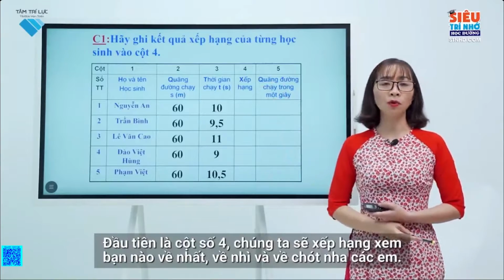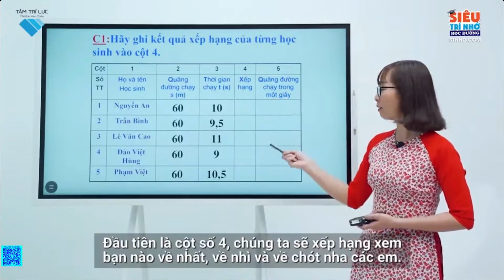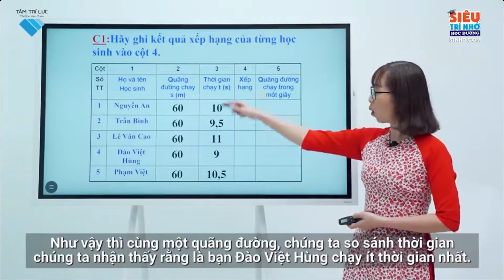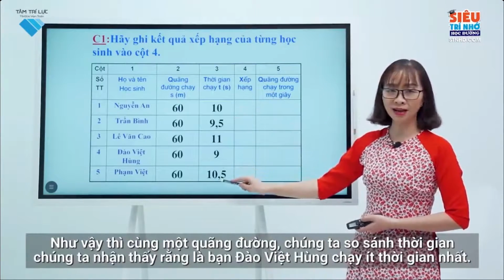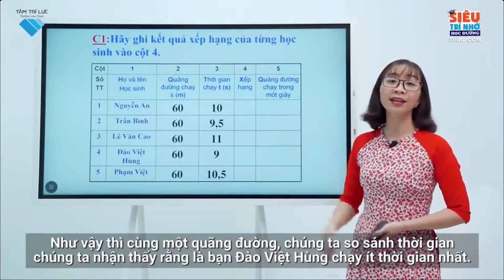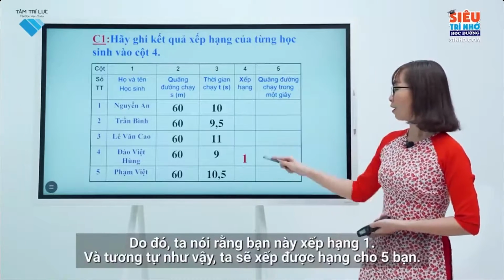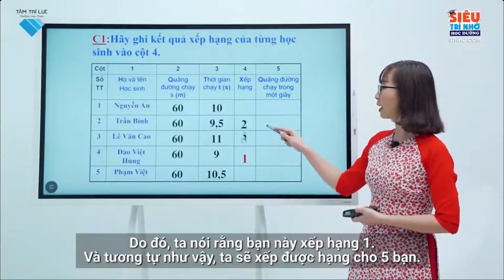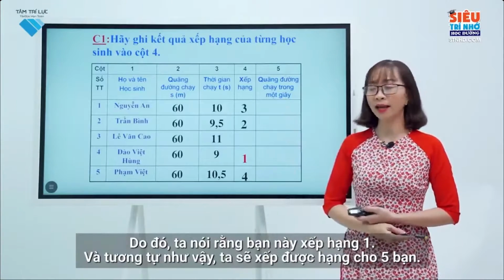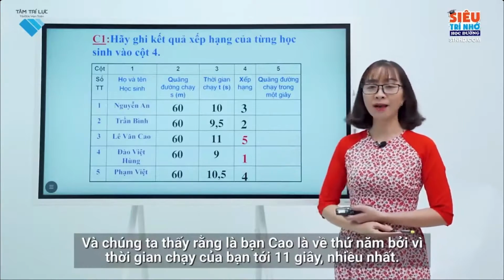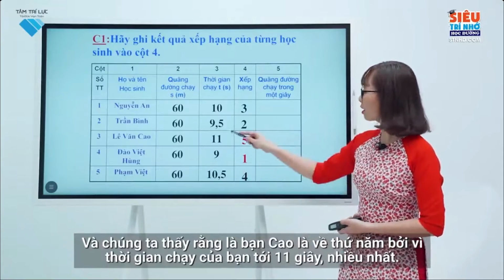First, in column 4, we will rank them to see who is the first one, the second one, and the last one. So, with the same distance, we compare the time. We see that the time of Dao Viet Hung is the least. Thus, we say this student is ranked 1. And similarly, we can rank the other students. And we see that Cao is ranked 5 because his time is up to 11 seconds, which is the most.